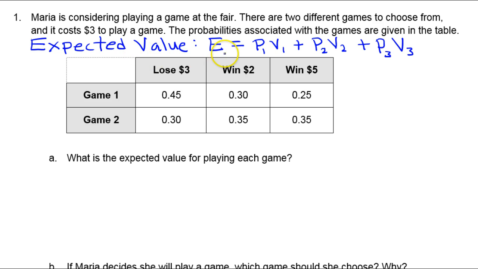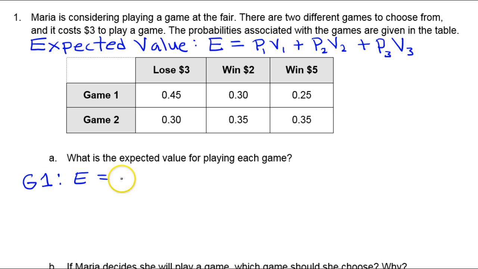Now, to get expected value, you follow this procedure. You multiply each value by the probability of getting that value, and then you just add all those up. That's what expected value is. Each value times the probability of that value. So for game 1, which I will just call G1, I'm going to take each value and multiply by the probability.